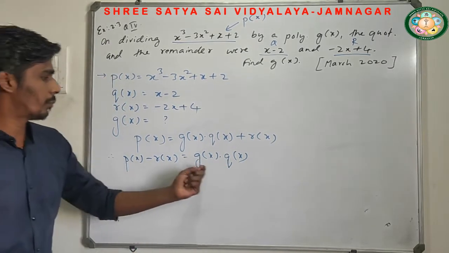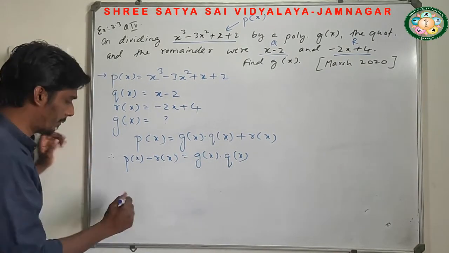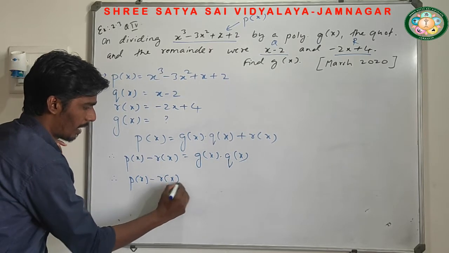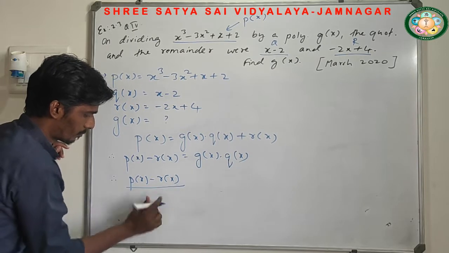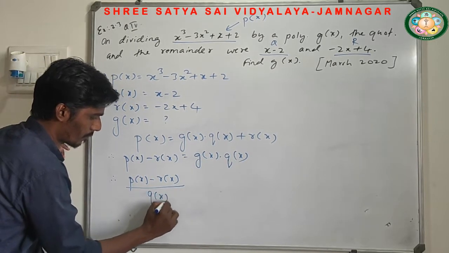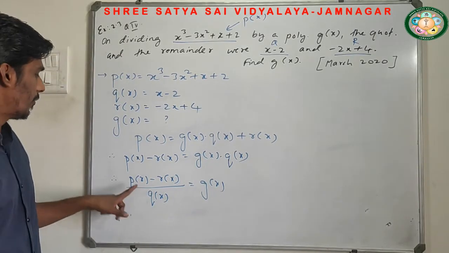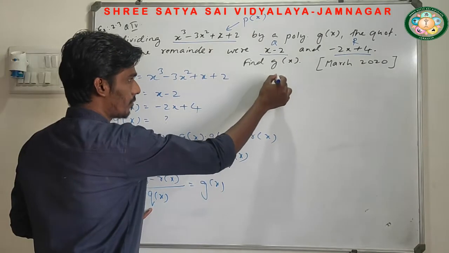Now these both are in multiplication. If I take this q of x over this side, it will get divided, and this becomes p of x minus r of x upon q of x equals g of x. Now replace all the values in p of x minus r of x upon q of x.